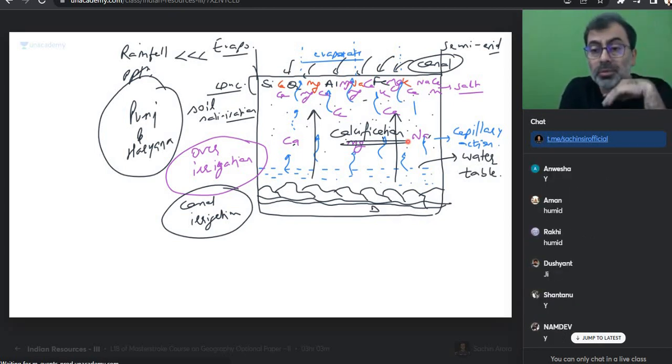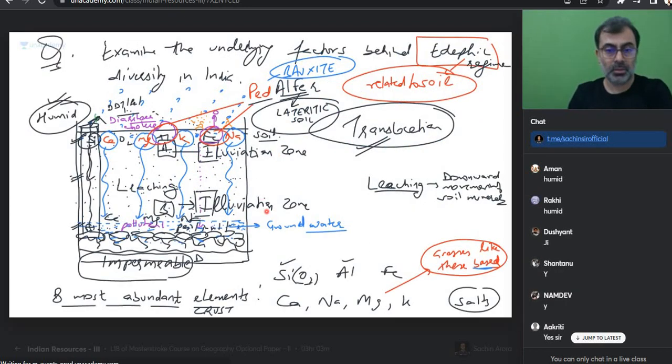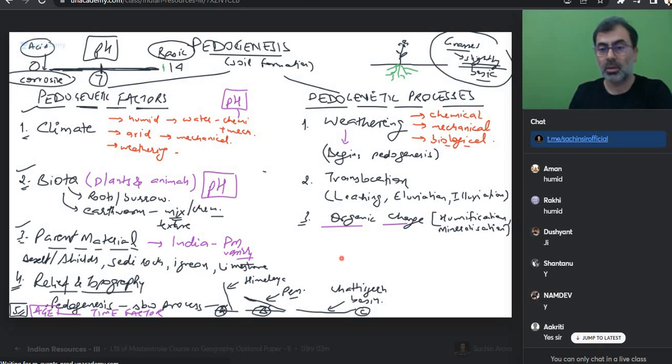Everyone knows where is the problem of salinization, where it is and what all is happening. Is everyone okay? So what are our processes here? Translocation, organic change, fourth is laterization, fifth is calcification. Get that? Okay.